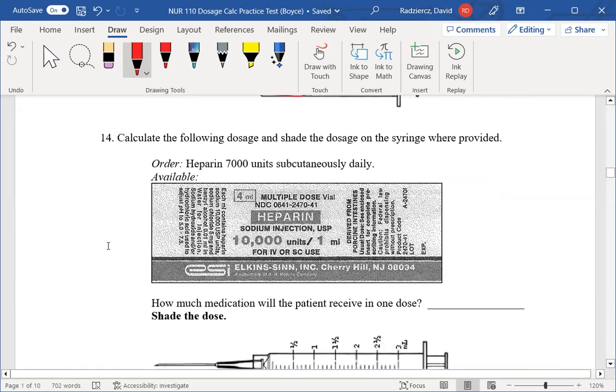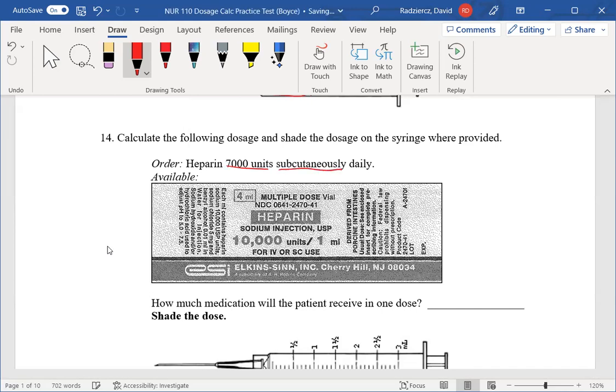All right, here's another label question. This is heparin, and again, this is another syringe question. It tells us we have 7,000 units, and then it says subcutaneously. Even if you knew nothing else, you know that's an injection. Injections are milliliters. The only time it's not going to be milliliters is if it's insulin, and I'll show you the one question where that is applied. Okay, so milliliters is what we're looking for.